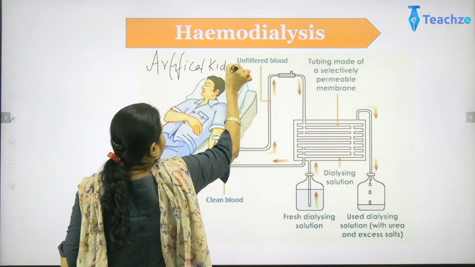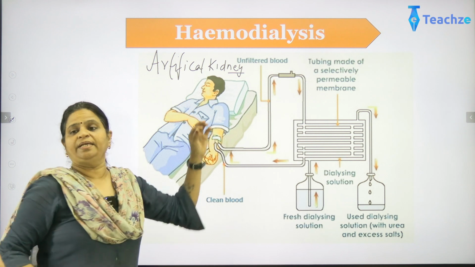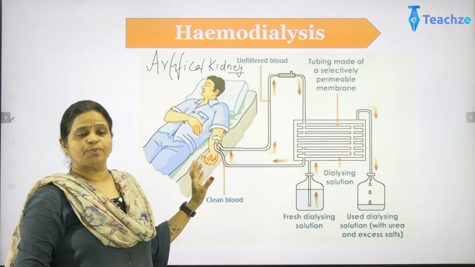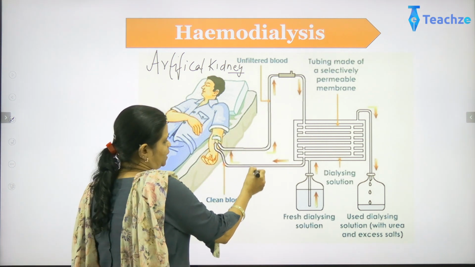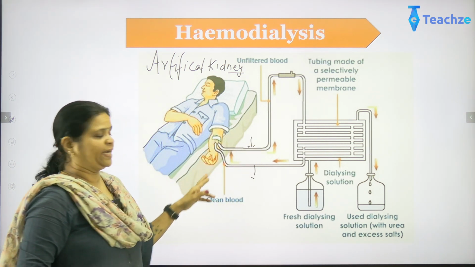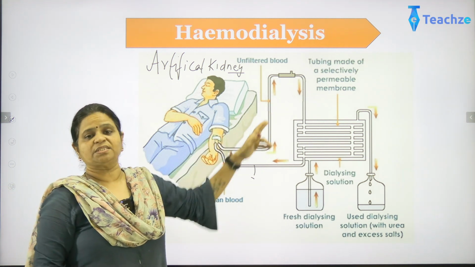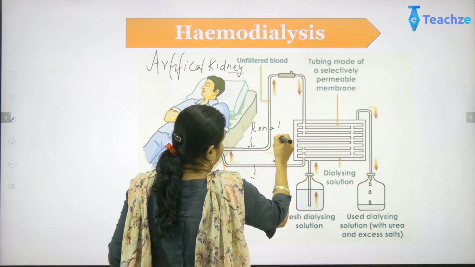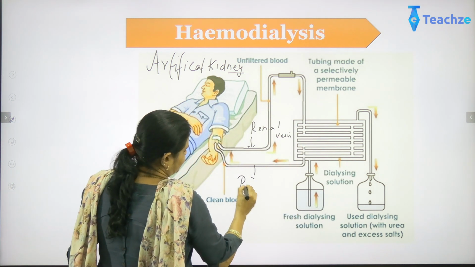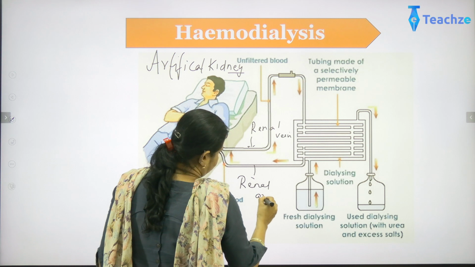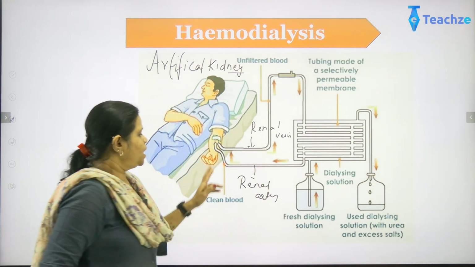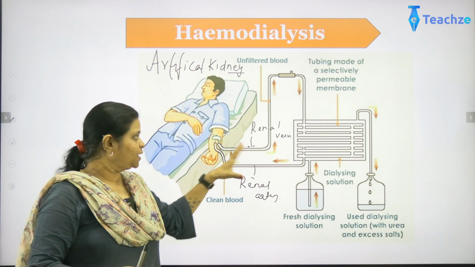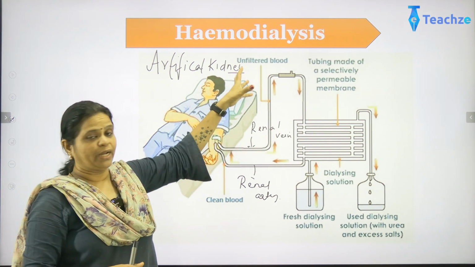And why do we say artificial kidney? Because the natural kidneys do not work here. Now, there is a particular process which is being done. You can see the patient has two different openings here, two different blood vessels are being used. One is the renal vein and the other one is the renal artery. Okay, so whatever the excretion does, the same thing happens in this hemodialysis.